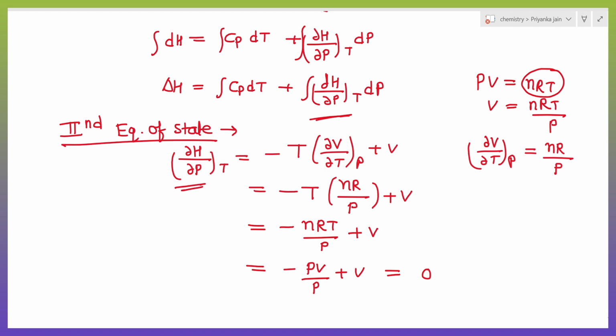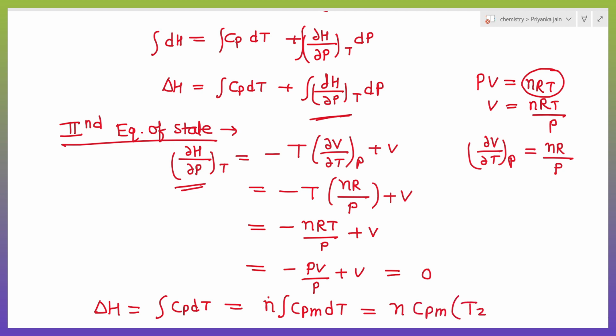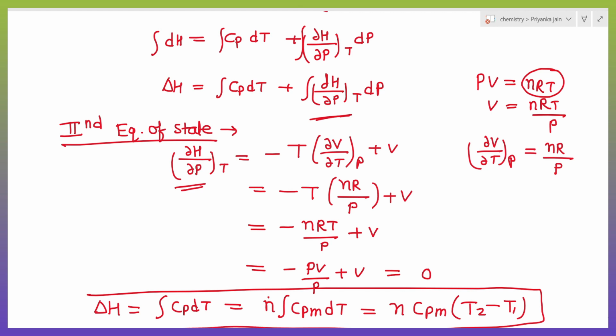So we can write del H is equal to integration of Cp dT, which is equal to n times integration of Cpm, the molar heat capacity at constant pressure, dT, and this will be equal to n Cpm times T2 minus T1. So you can use any of the formulas when you need. This is the formula for the enthalpy of the ideal gas.